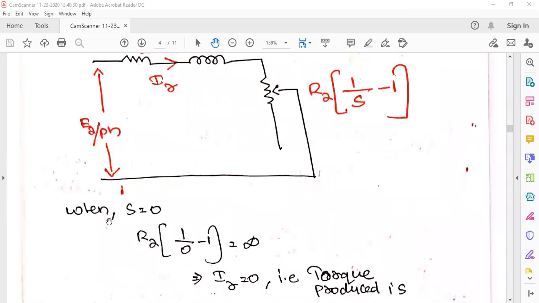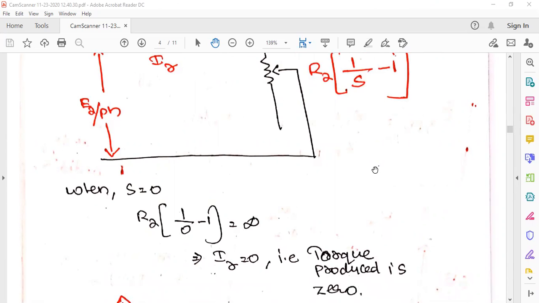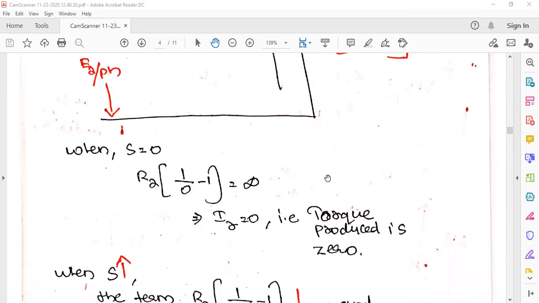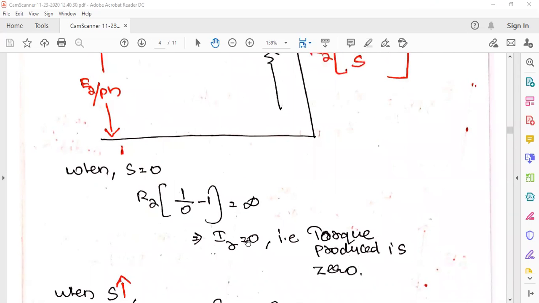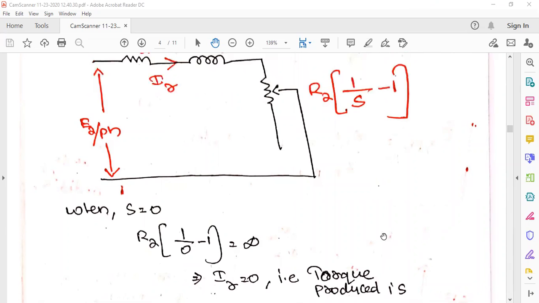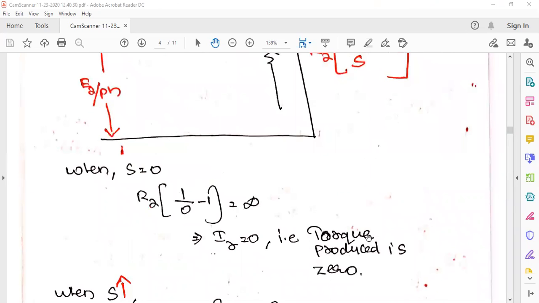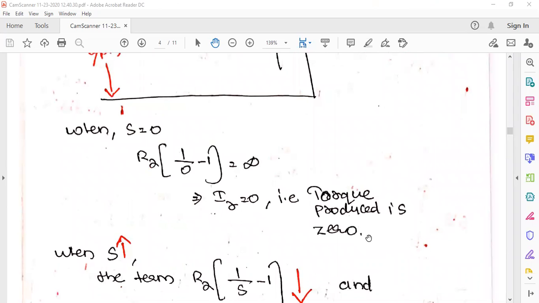We will see when S is equal to 0, that is, when the slip is equal to 0. So 1 by 0 is infinity, so this complete term will be infinity. In that case, the rotor current is 0, that is, the torque produced is 0. So when slip is equal to 0, the torque produced is 0. This derivation is very important, because we are drawing the torque-slip curve.